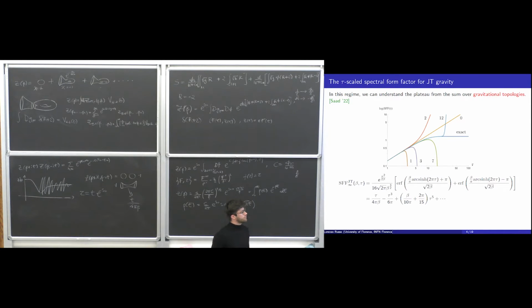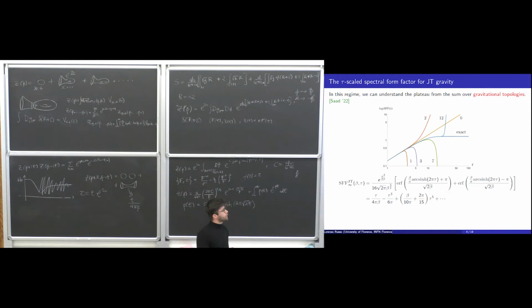For example, in the case of JT gravity, once we insert this spectral density inside the integral representation, what you get is some expansion like this, and the linear term you already know comes from the cylinder topology. The cubic term will come in the tau scaling limit from the cylinder with a hole. The term tau to the fifth will come from the cylinder with 2 holes, and so on. Each one of these terms will come directly from the sum over topologies with no need of doubling non-perturbative contributions. So, very nice. We have some perturbative access to the plateau.